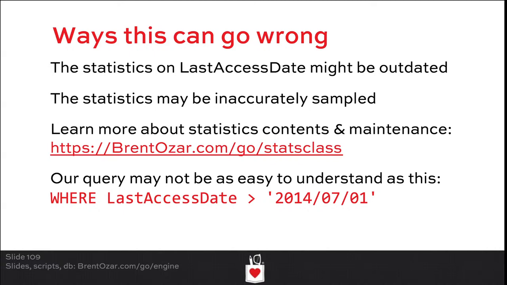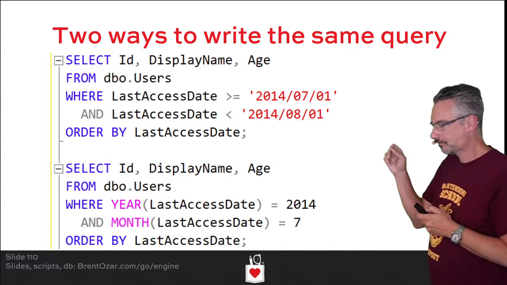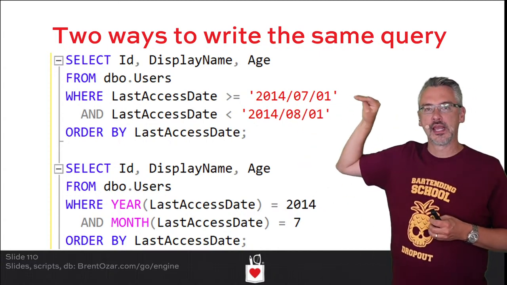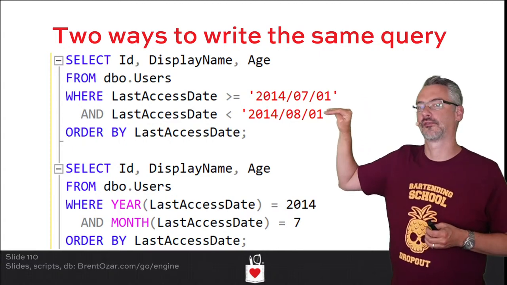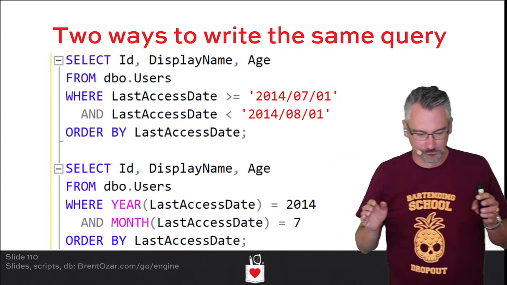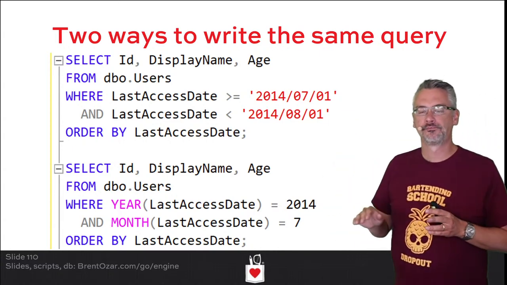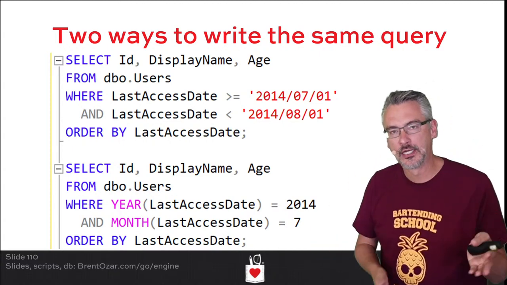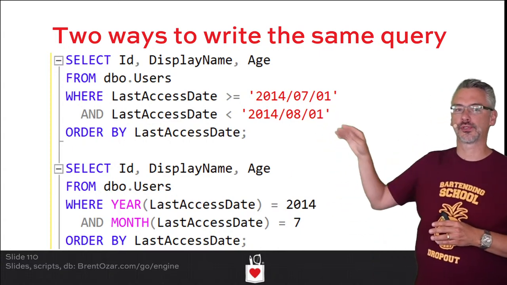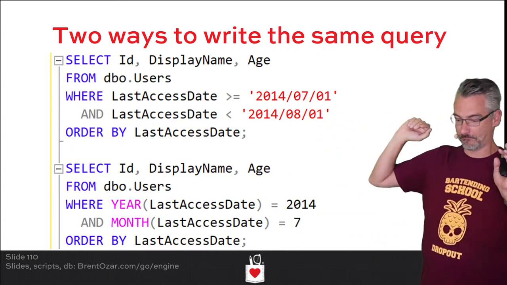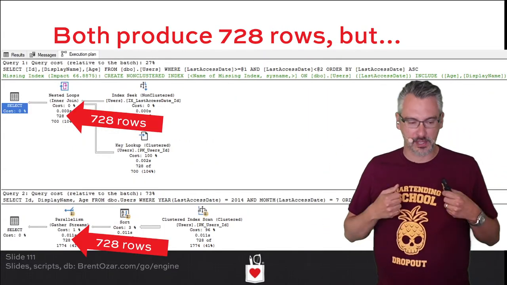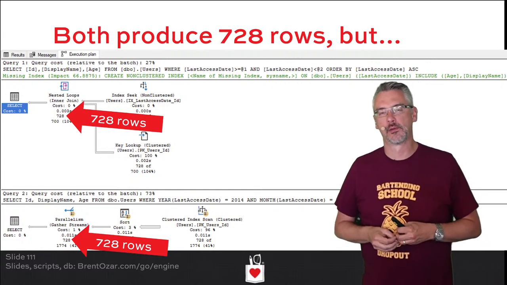And to illustrate that, I'm going to use a slightly different query. I'm going to use a start and an end date. I'm going to say, show me all the users who accessed the system in between July the 1st and August the 1st. I'm going to use precise date ranges for the start and end. Then I'm going to run another query right below it that conceptually does the same thing. You and I can look at this and understand that it's going to produce exactly the same results as this. And indeed, when I hit execute, they both bring back 728 rows. They both bring back exactly the same rows.